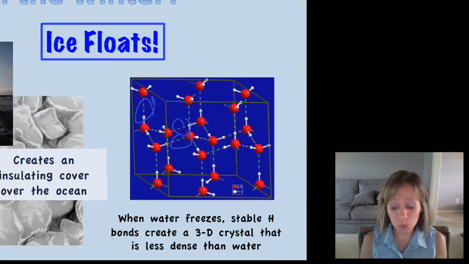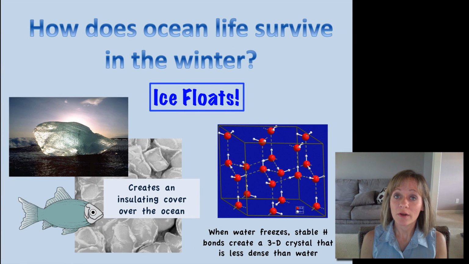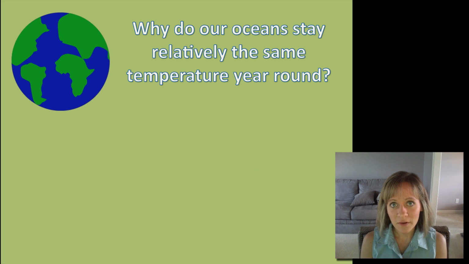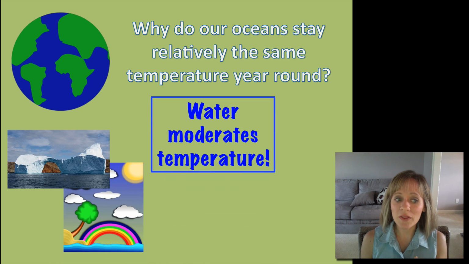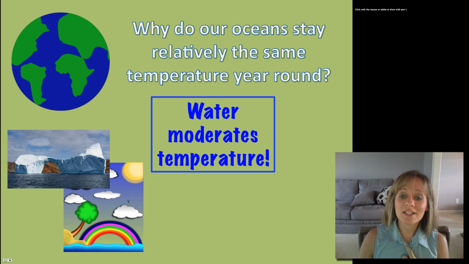So that's the second really, really cool property of water: cohesion, adhesion, and ice floats. Third, let's think about our oceans. Why do our oceans stay relatively the same temperature all year round? So whether it's wintertime and we've got freezing temperatures, or whether it's summertime and it's hot? Well, the answer is water moderates temperature.